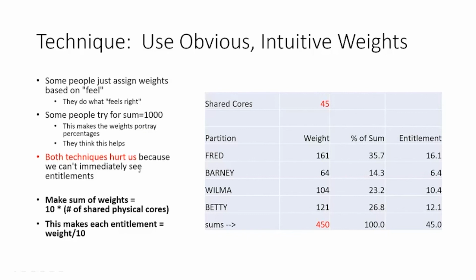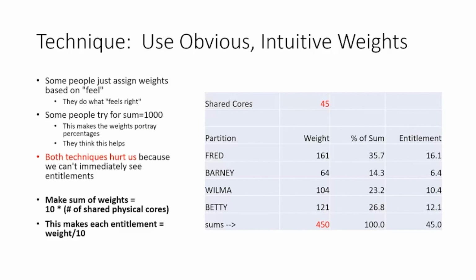But in my opinion, both of those techniques hurt us, because what we can't immediately see is the entitlements. What we want to be able to see when we look at the weights, without having to dig through a lot of reports and performance report listings, is the entitlements right away, because we want to compare the entitlement numbers to the logical core counts and come to some understanding about how many lows we've got out there, and maybe we've made an adverse configuration in some fashion or another.